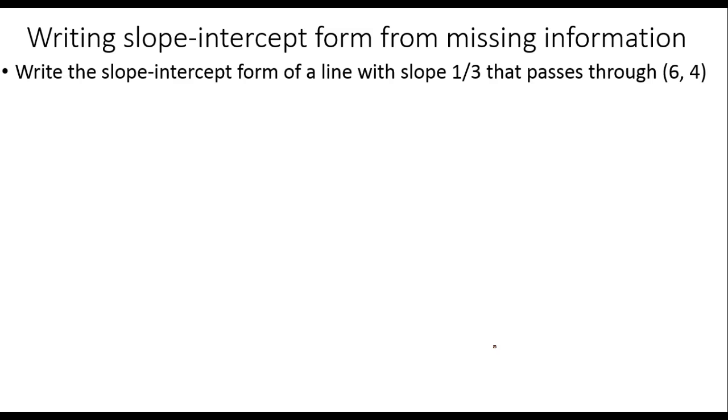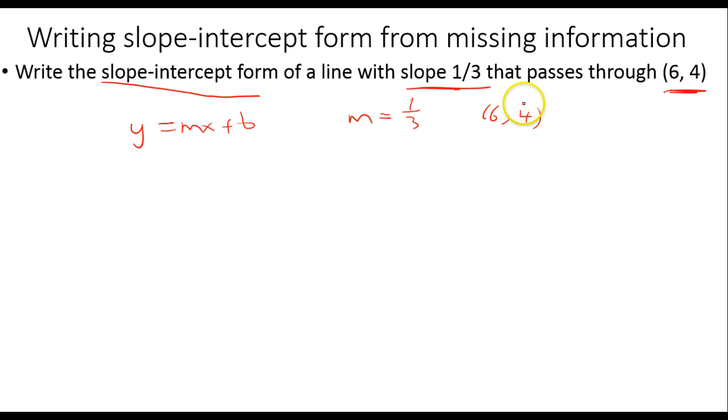So writing slope-intercept form with missing information, we've already done this in a previous video, but we're going to do it again because you need practice. So write the slope-intercept form. Well, I know that that is y equals mx plus b of a line with a slope of 1/3, so my m is 1/3, that passes through 6, 4. So I write down the important information and I label everything that I can label. So my slope, I know that's my m. Slope is always attached to x, and m is attached to x, so my slope is m, is 1/3.